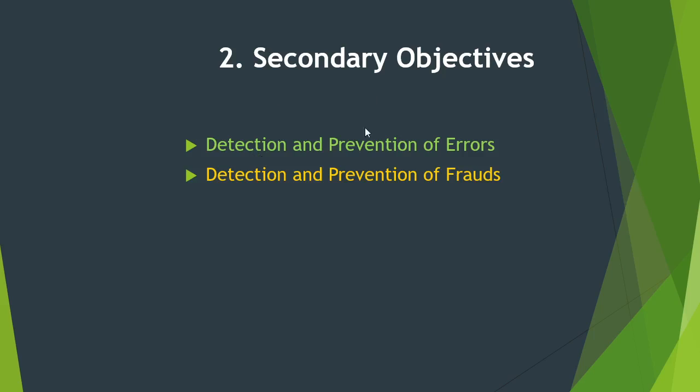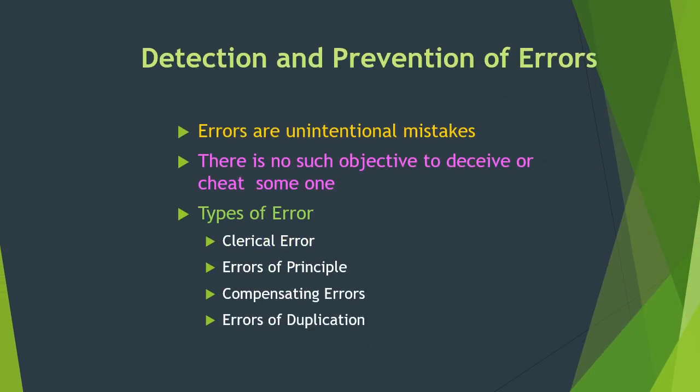But prevention means finding the things before they occur in our company. So detection and prevention, we have two sets of things. Detection means finding the things after the incidents, and prevention means finding the things before they happen. So, detection and prevention of errors and frauds. Let us see the first one, detection and prevention of errors.